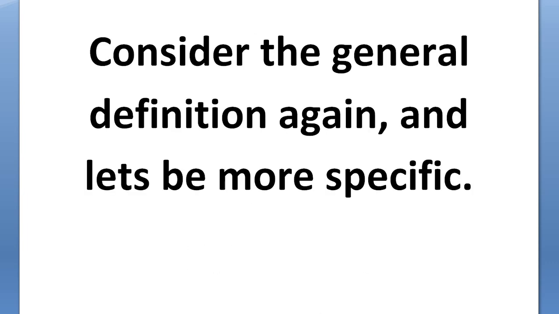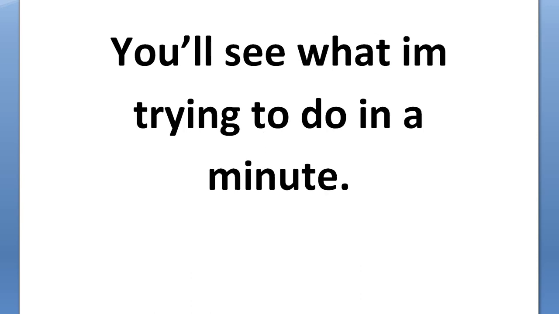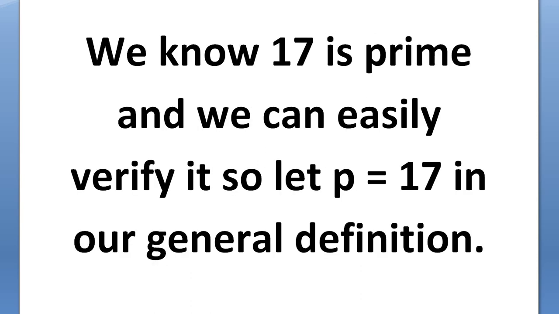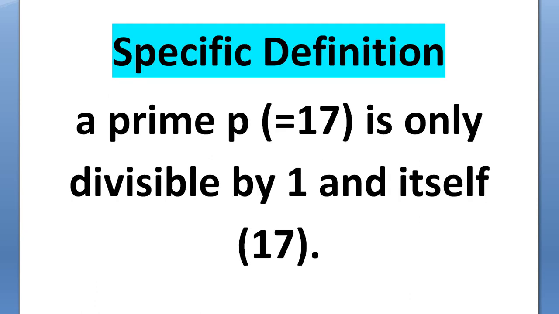Consider the general definition again. Let's be more specific. Let's actually let p equal some known prime. You'll see what I'm trying to do in a minute. So we know 17 is prime and we can easily verify it. So let p equal 17 in our general definition. So we are making our general definition specific. We are choosing p equals 17. So the specific definition will be a prime p equal to 17 is only divisible by 1 and itself 17.